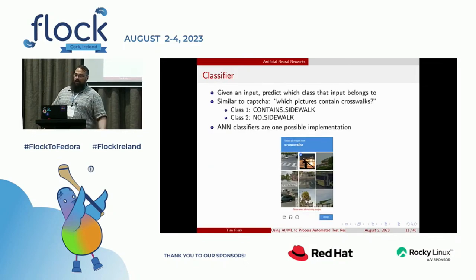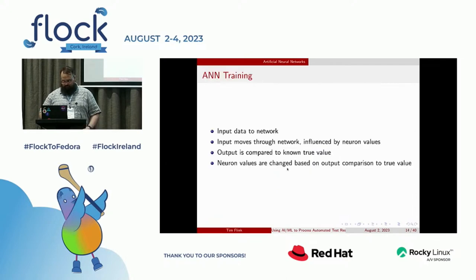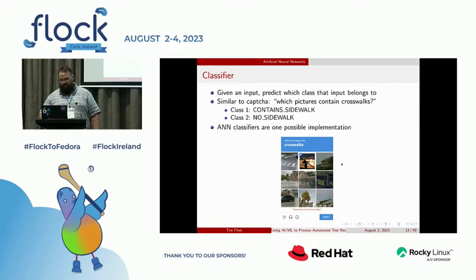So a classifier, like I said, given an input, what class does it belong to? I think of it as very similar to a CAPTCHA. We've all seen these things: select all the images with crosswalks. So this is using a human as a classifier. Does this image have a sidewalk? Yes or no. Each one of these pictures can be classified as contains a sidewalk or does not contain a sidewalk. And using neural networks is one potential implementation for an image classifier.